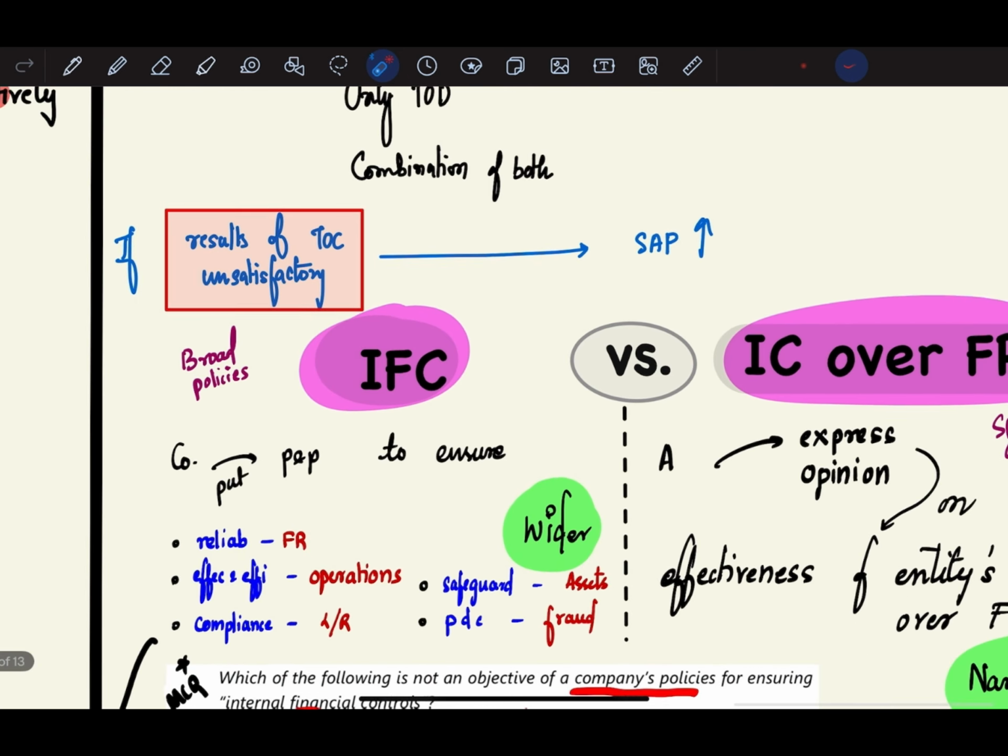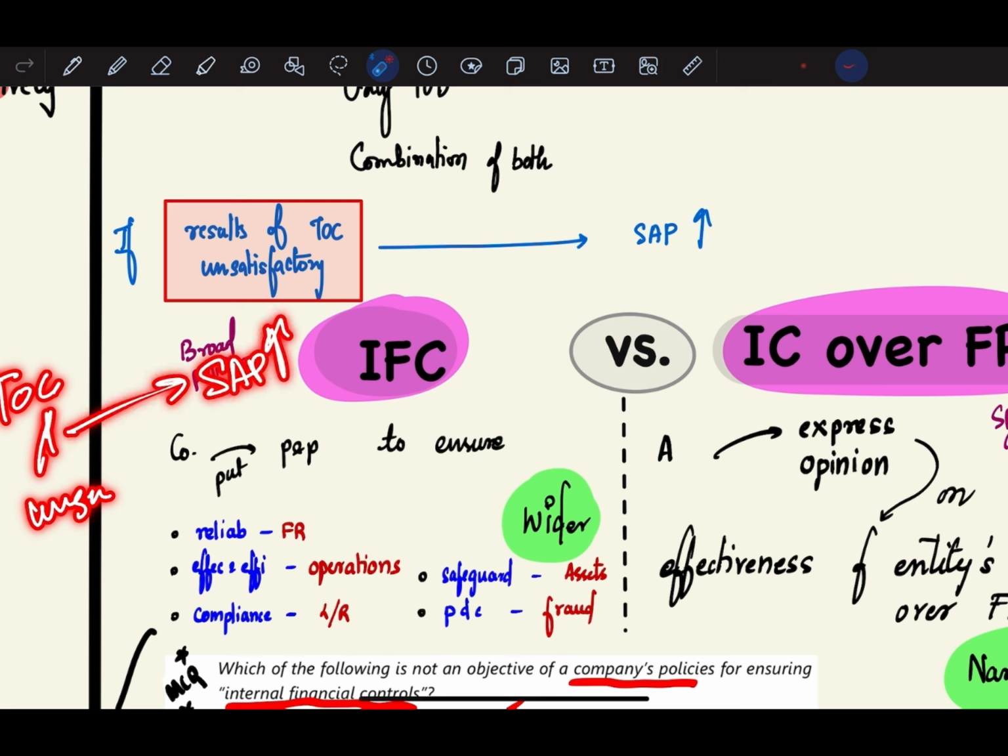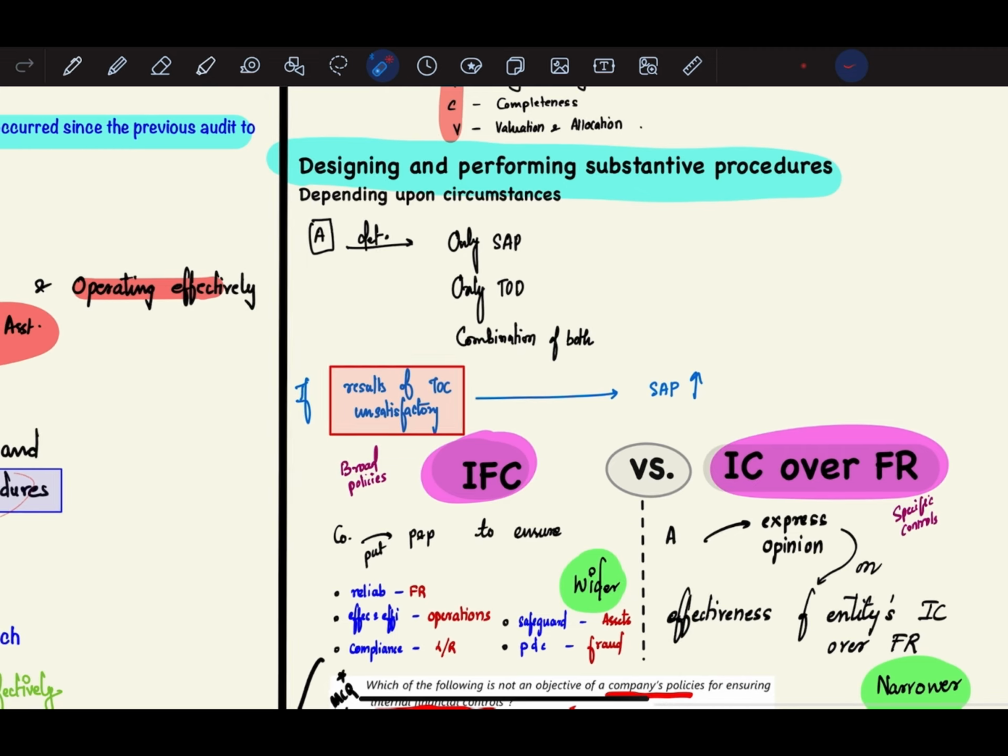Now, if the results of test of controls are unsatisfactory, then what will happen? The auditor has done the test of control. The result is unsatisfactory. Then he will increase his substantive procedures. He will increase his substantive analytical procedures more. He will do more checking later on because the test of controls are unsatisfactory. So we have completed up until here.